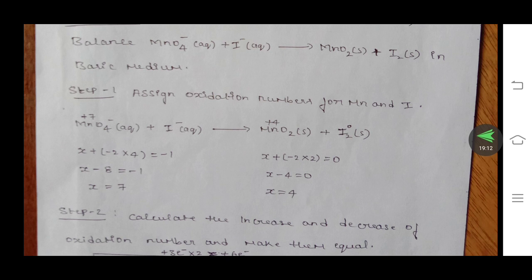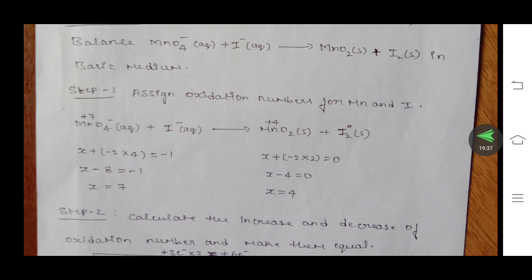See, manganese Mn is x plus minus 2 into 4 equal to minus 1. So x minus 8 equal to minus 1, x equal to 7. So oxidation number of manganese is how much? 7. Now similarly, out of I minus is already minus 1, so no need to find out.